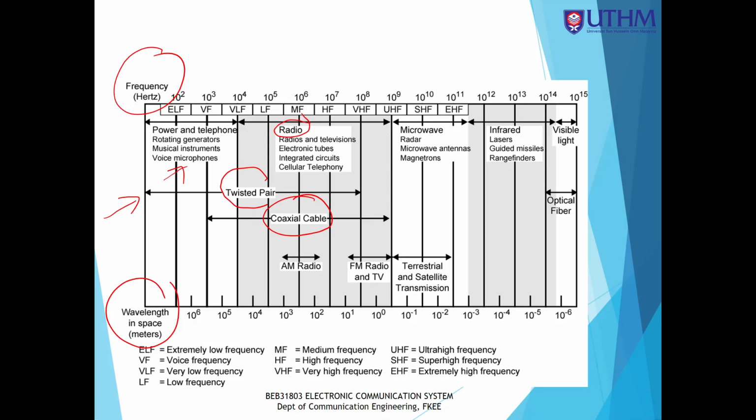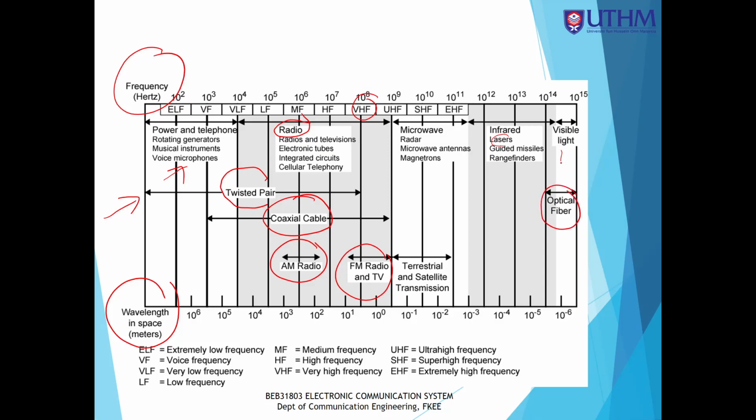And for wireless radio, AM is under the medium wave, medium frequency. And then FM radio is under the category of VHF, very high frequency. As we move to higher frequencies, from ultra high to extremely high, these are under the category of microwave frequencies. These microwave frequencies are used in terrestrial and also satellite transmission. And above that is the infrared, for example laser, and also the visible light. So these are the waves used in optical fiber.